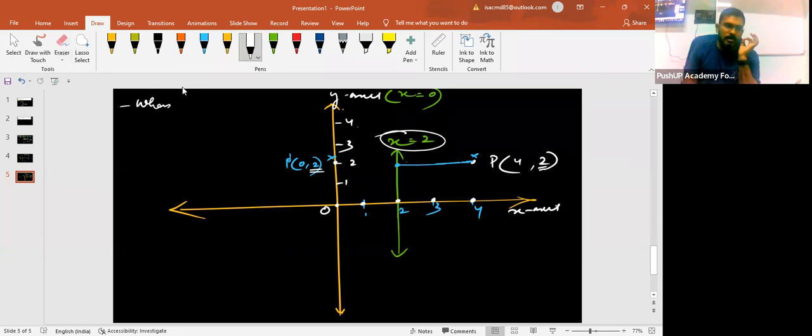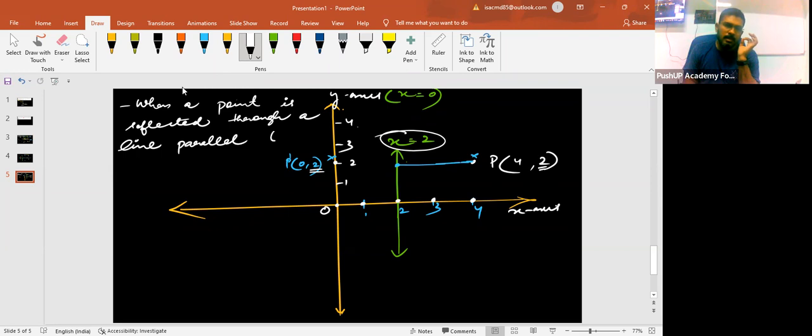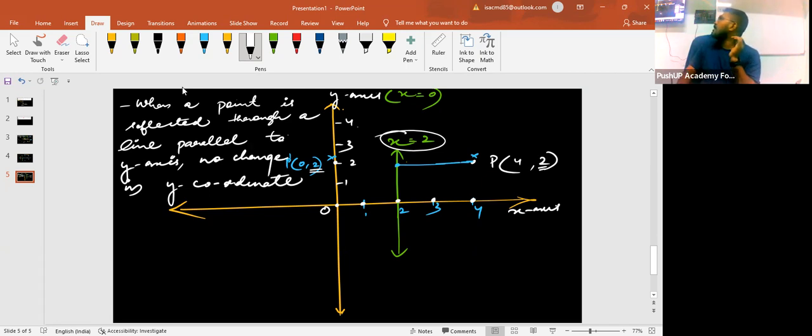When a point is reflected through a line parallel to y-axis, there is no change in the y coordinate. Note it down, children. There is no change in the y coordinate. Okay, understood? We'll be doing more of such examples, children.